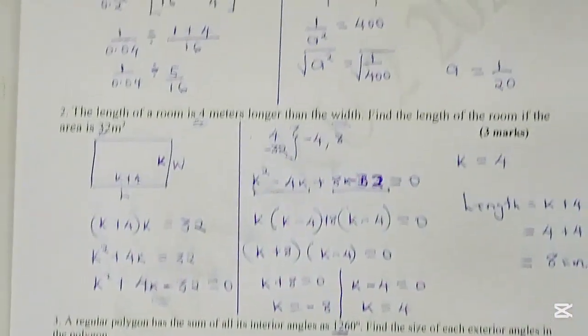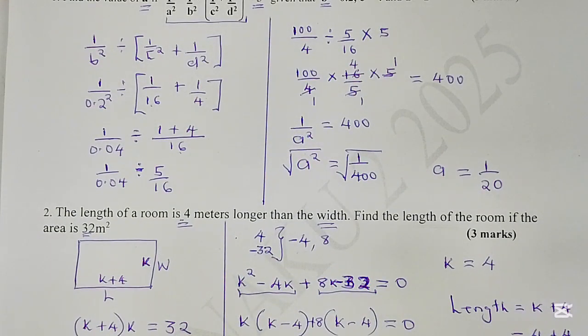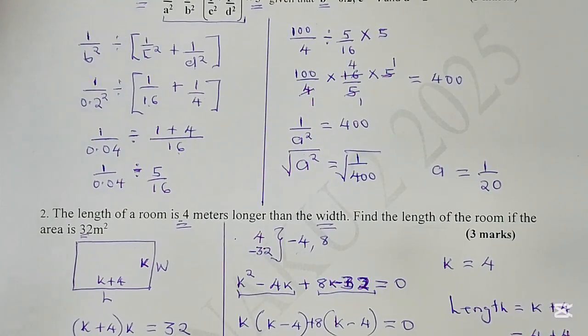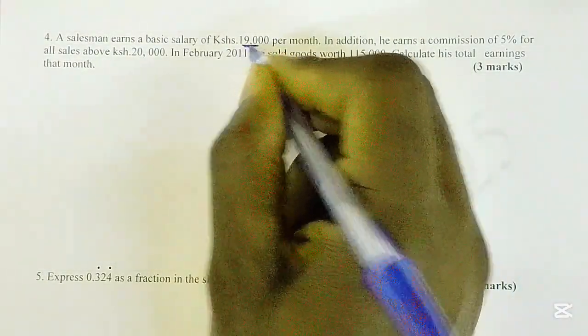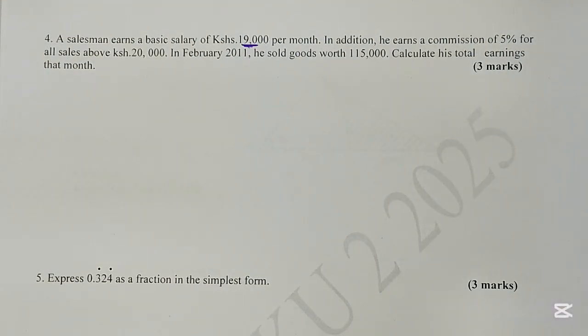Now, let us look at question 4 of the same exam. So what was question 4 entailing the learner to do? Now, you've been told that there is a salesman who earns a basic salary of 19,000. So 19,000 is earned whether he works or not.